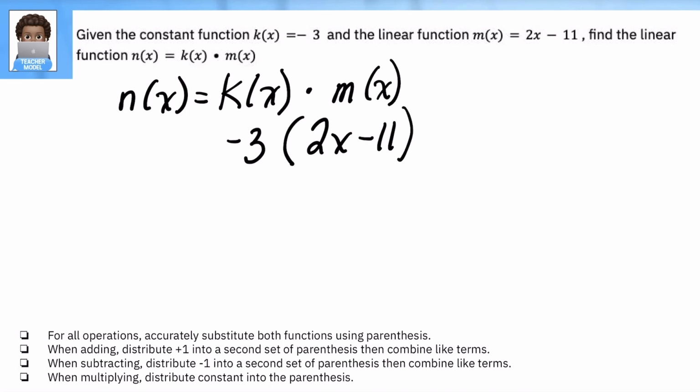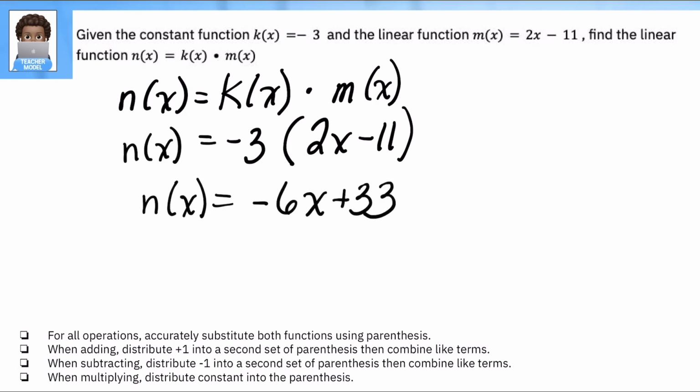The reveal is coming in 3, 2, and 1. Okay, n of x is equal to -6x plus 33. This was a simple distribution. It was just a monomial times a binomial. All right, and that's it for today's lesson. I hope you feel really confident.